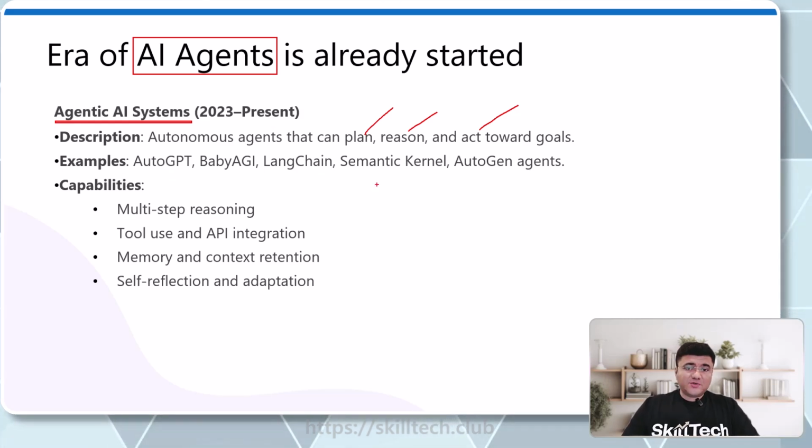LangChain, and even the agents which are using Semantic Kernel and AutoGen kind of agent development platforms. Now, we are going to use so many things in this particular course. We are going to develop our own agents using Semantic Kernel, AutoGen, Azure Foundry SDK, and we are mostly going to use Python programming language.